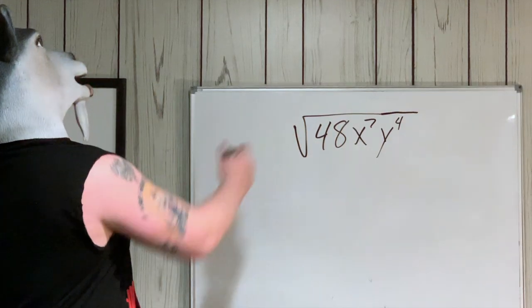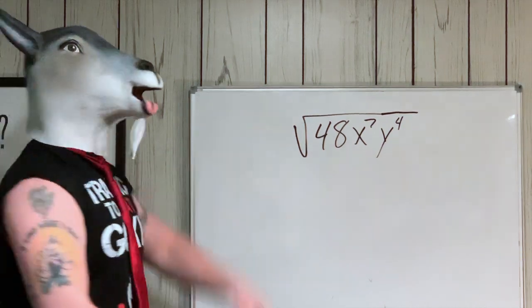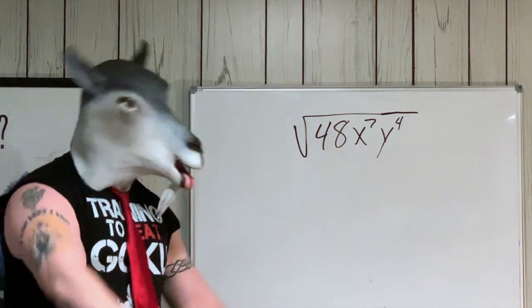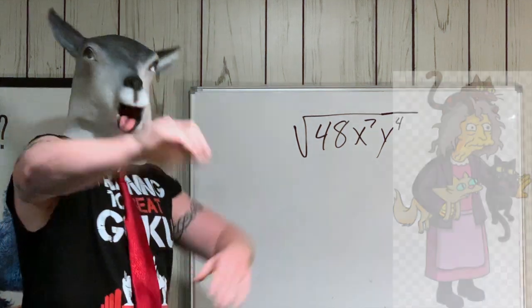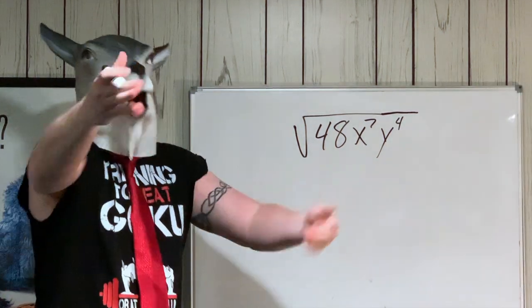So let's take a look at the next problem. We got the square root of 48, x to the 7, y to the 4. That looks crazy, right? But listen, I ain't worried about it. I know a trick, and I'm going to share it with you.